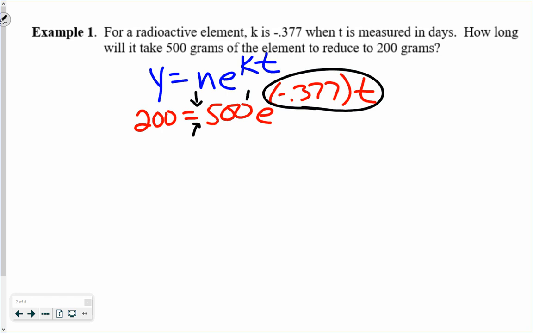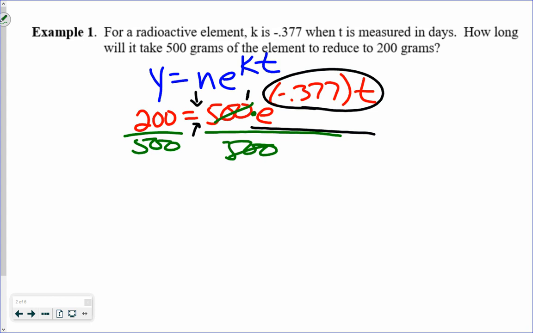Let's get this term over here as much by itself as we can. Can I get it more by itself than it is currently? What would we do? How could I get this variable, that T, more by itself? Yeah, let's divide the 500 out of it, because isn't that really how it's attached right here, by multiplication? So let's divide by 500.